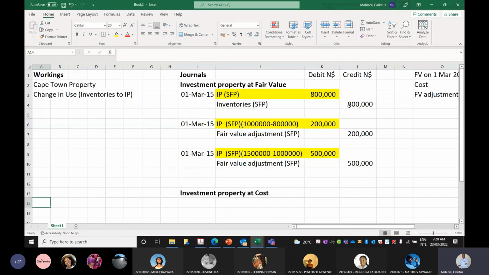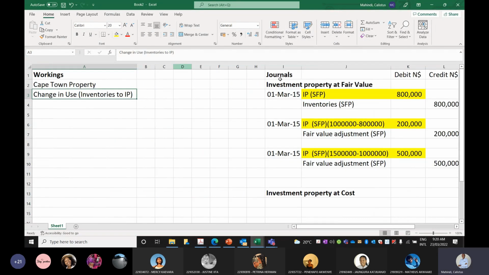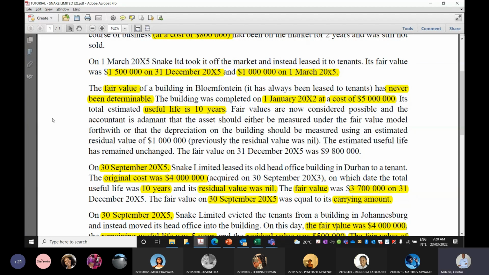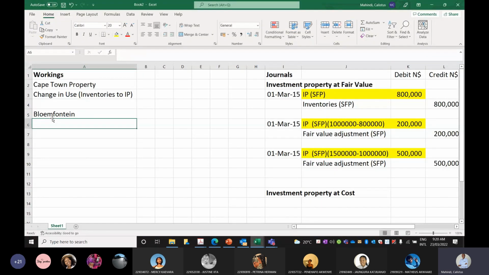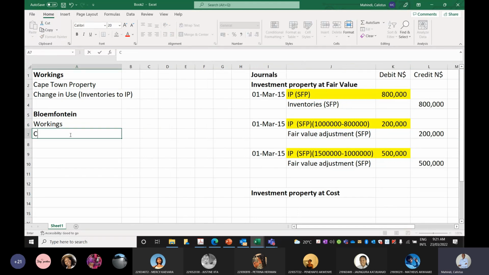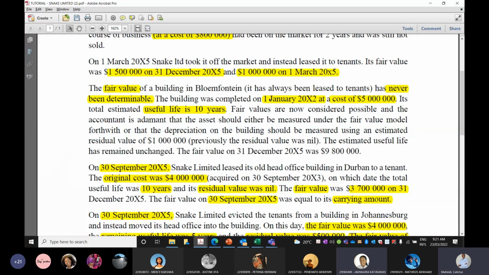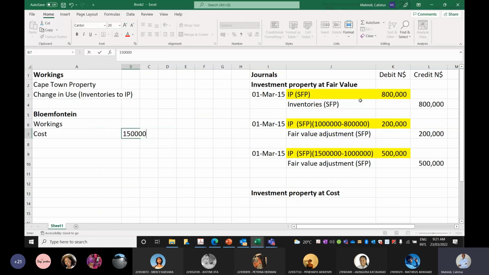Okay, this Cape Town property, I'll leave these workings because I did the journal entry. So the next one that I have is the Bloemfontein. How do you even spell that? I don't know if this is the correct spelling, but anyway, let us do the workings. This property must be measured using the cost model, and the cost model is just your cost. What was the property on 1st of January? It was bought at a cost of 5 million. All right, so it's 5 million.